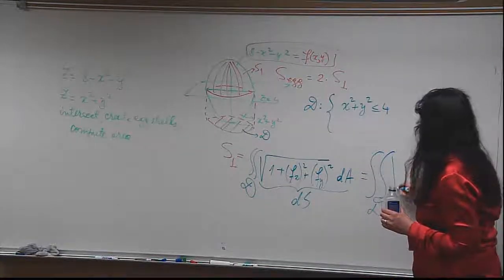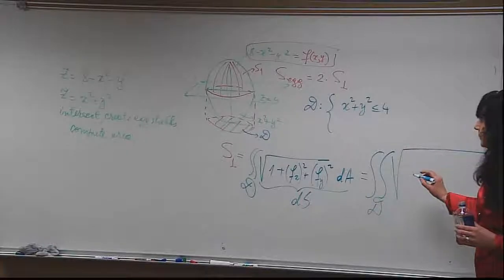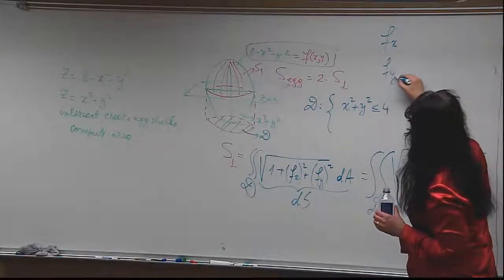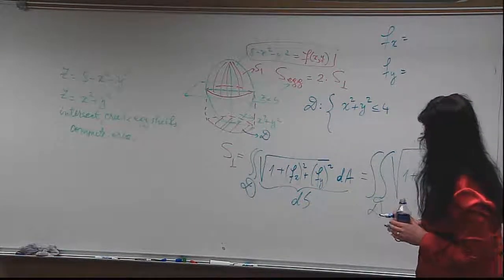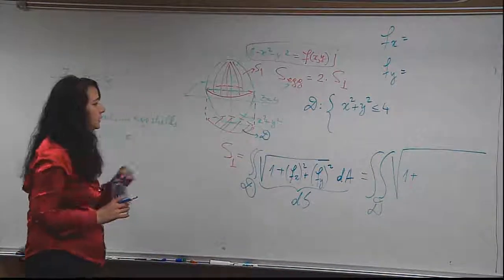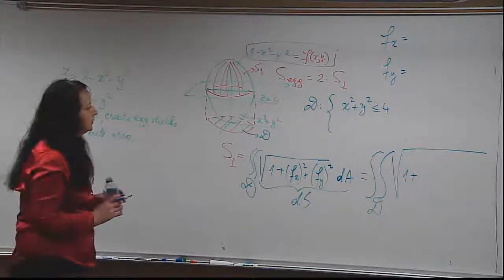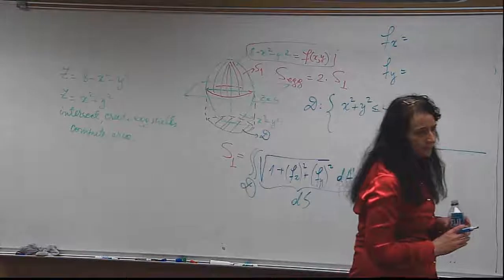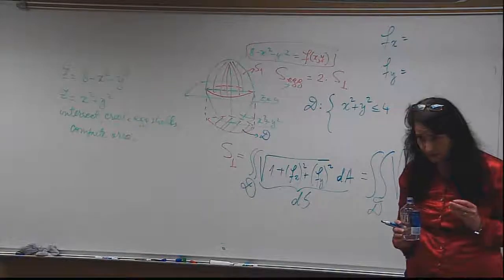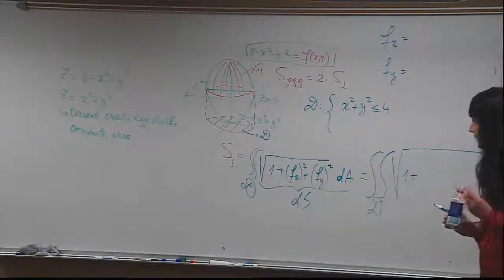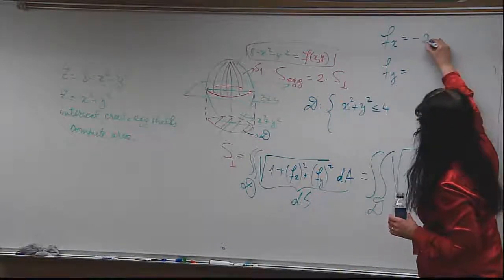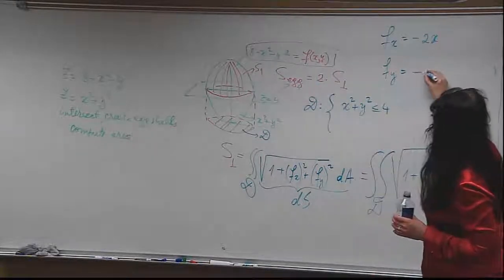Now what scares me a little bit, and look what's going to happen. When I compute f sub x and f sub y, those will be really easy. But when I plug everything in here, it's going to be a little bit hard. Never mind, I'm going to have to battle the problem with polar coordinates. That's why polar coordinates exist, to help us. So f sub x is minus 2x, right? F sub y is minus 2y.